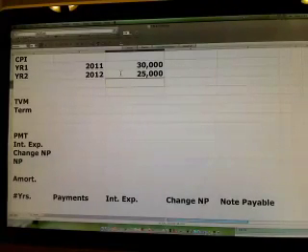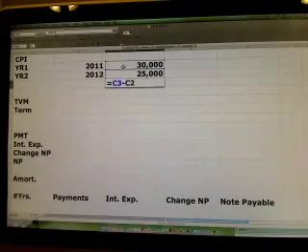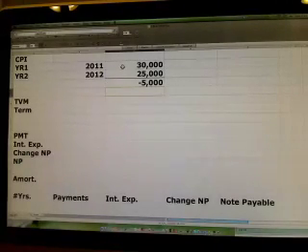Now, how do I go ahead and start solving for CPI? The first thing I want to do is take year 2 minus year 1, which gives us a difference of negative 5,000. Now, I want you also to note that negative number.